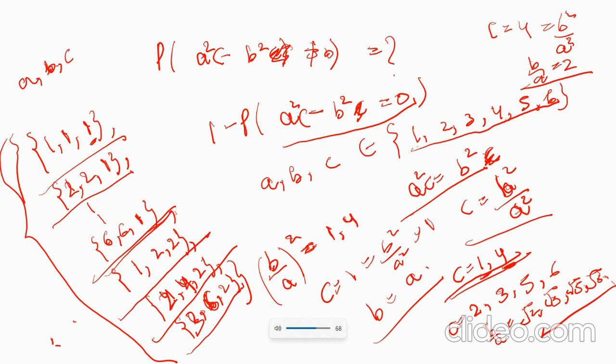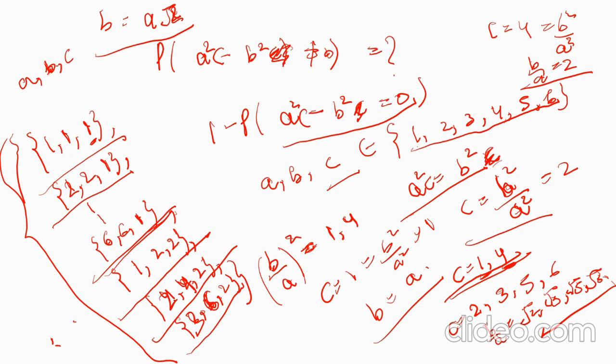Okay. Let me say it in this way. C can be 1, 2, 3, 4, 5, and 6, right? So C is equal to 1 comma 4 we have taken, because when C is equal to 2, then that means B square by A square is equal to 2, right? Then B by A will be root 2. Now B by A being root 2 means B is equal to A root 2. Now, if we have A equal to 1, then what is B? B will be root 2.